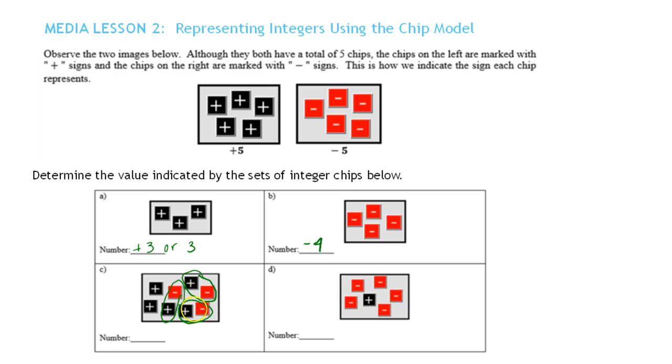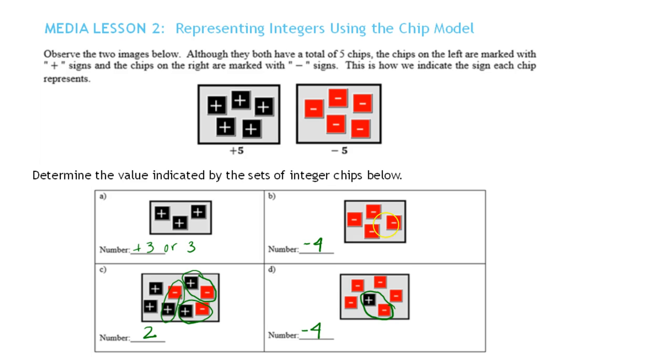And notice these canceled, these canceled, these canceled. We're only left with positives. So a simplified version of these chips would just be 2 positive chips, or positive 2. Let's look at the next one. We have both positive and negative chips. There's just one positive chip. Let's cancel it out with a negative chip. Now the ones that are not circled are the ones that remain, and notice there's 4 negative chips. So this is equivalent to negative 4.